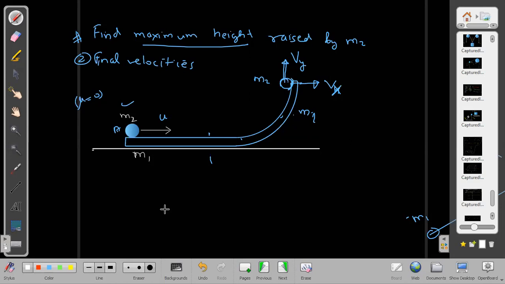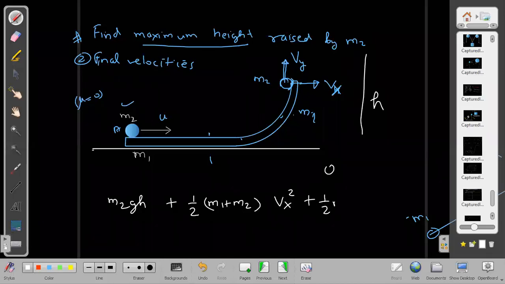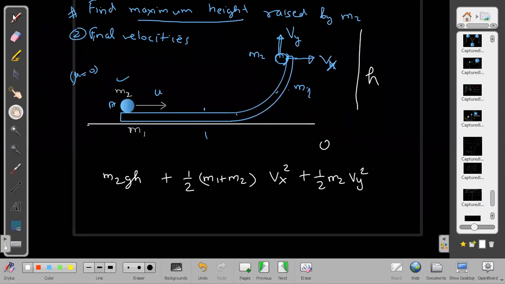So we can do it this way now. First of all, when it rises to the maximum height, let's say it rises to the maximum height h. Then I can write the equation: M2gh, potential energy gained, plus kinetic energy, half (M1 plus M2) into Vx square, as both have the same velocity along horizontal, plus M2 has an extra half M2 Vy square. Notice I'm not writing here half into mu into V relative square because we are not solving from the center of mass frame. We are solving just from the ground frame only.